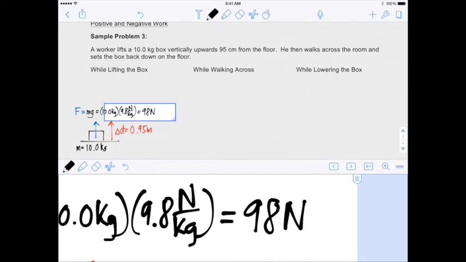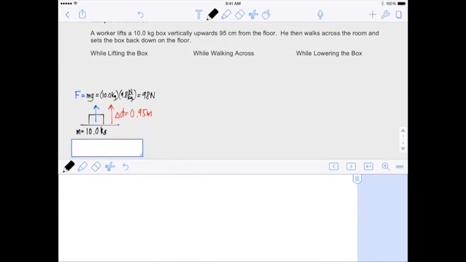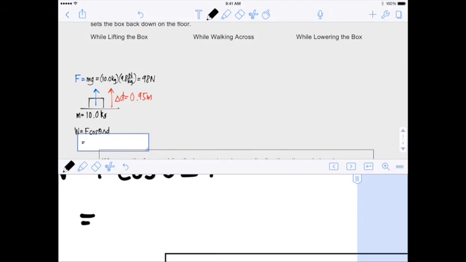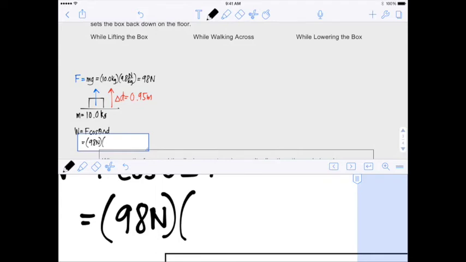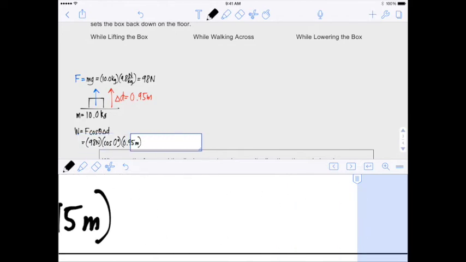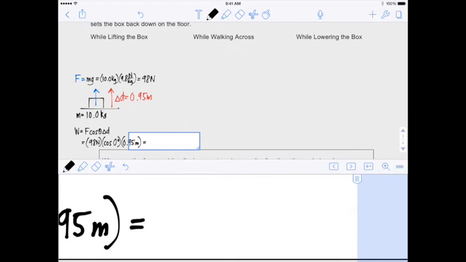So we can calculate the work done while lifting. F cos theta delta d. Force is 98 newtons. We have the cos of 0 degrees because they are in the same direction, and a distance of 0.95 meters. If we punch this into our calculator, the work done to lift this box 0.95 meters is 93 joules.